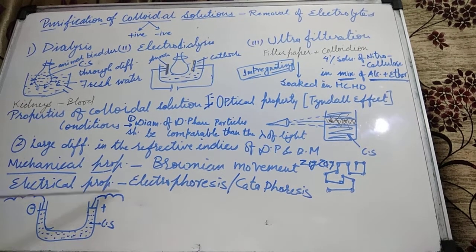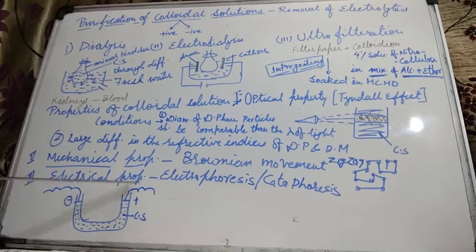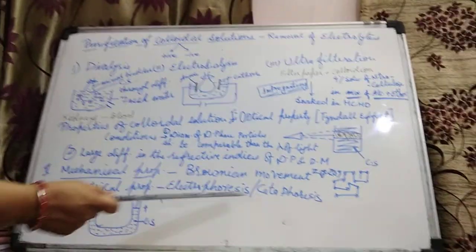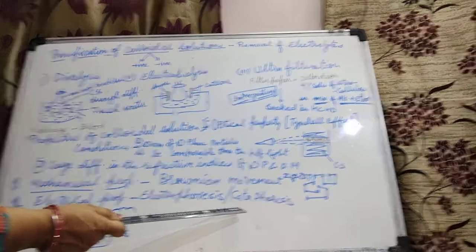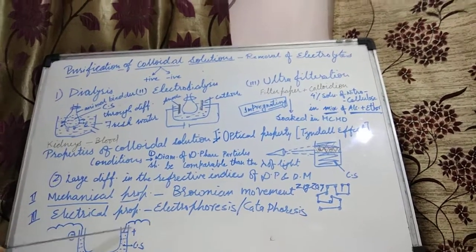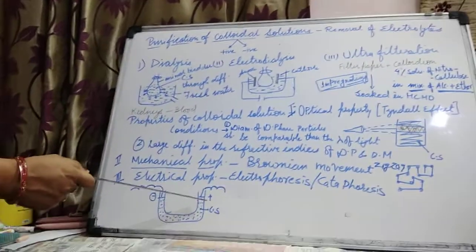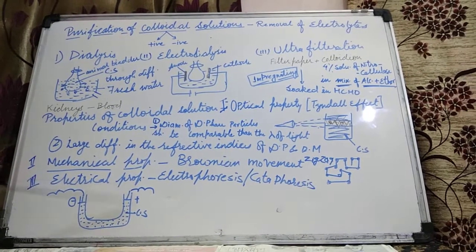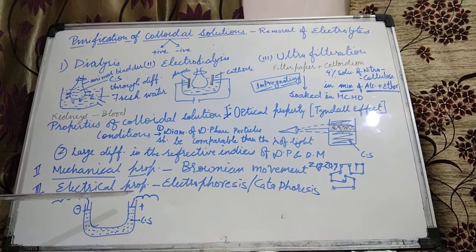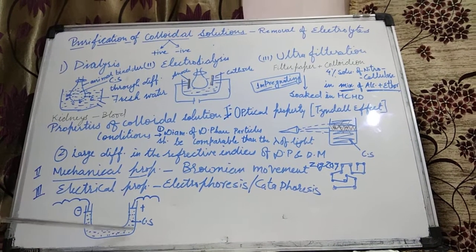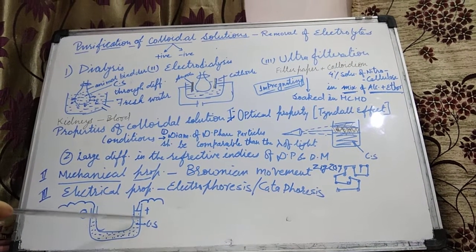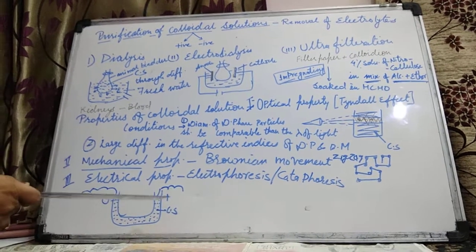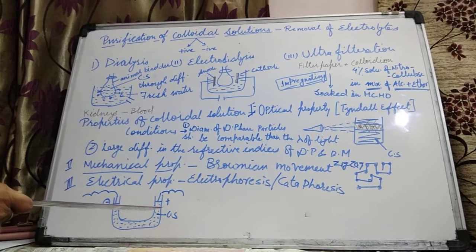The next property is the electrical property. The electrical property is called electrophoresis. It is also called cataphoresis. What is it? Firstly, I am telling you the definition: movement of colloidal particles towards the opposite electrode when electricity is passed through it. Movement of colloidal particles towards the opposite electrode when electricity is passed through it.